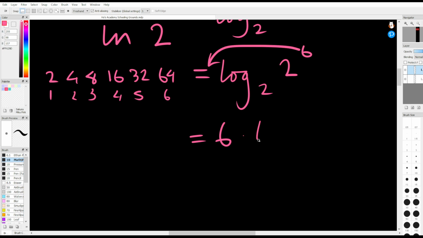6 times log base 2 of 2 is the evaluated answer. And we know that log base 2 of 2 is just 1. So your answer will be 6.